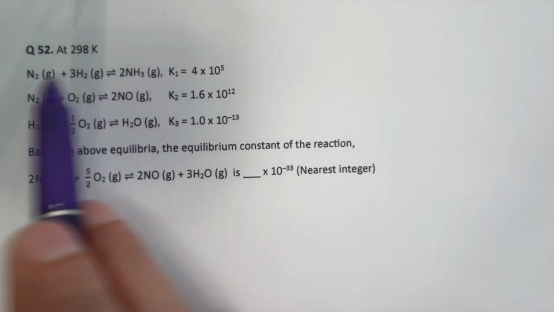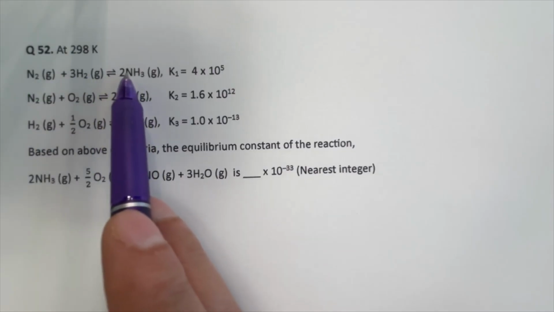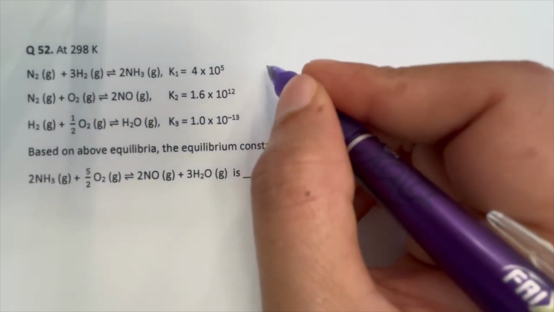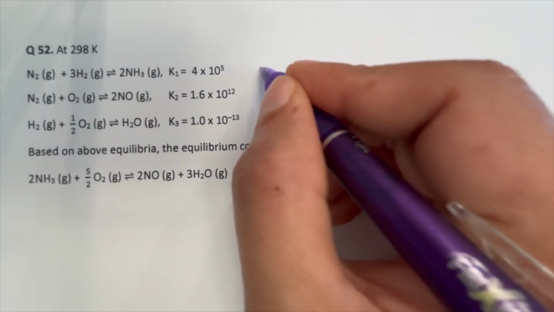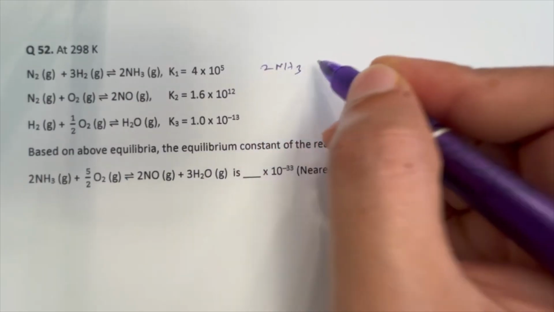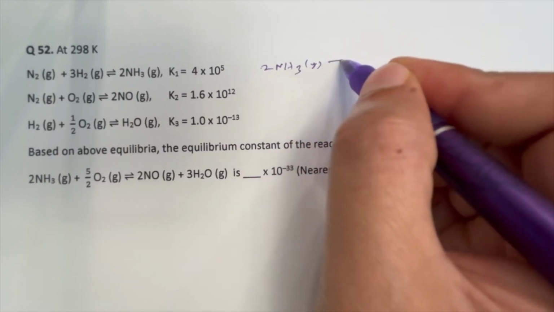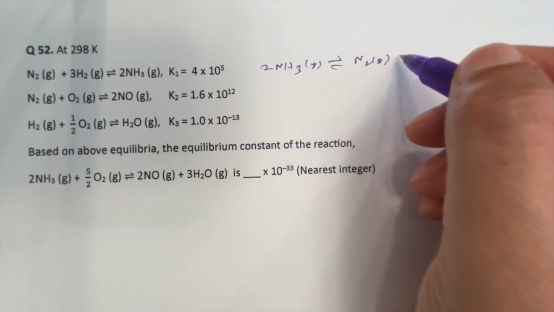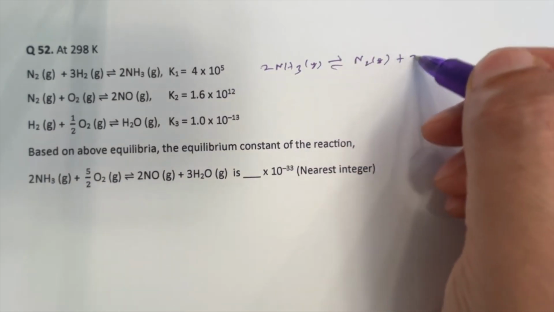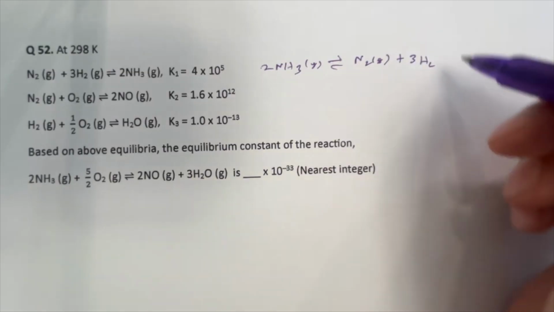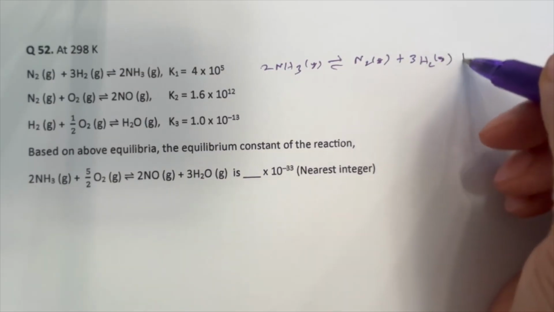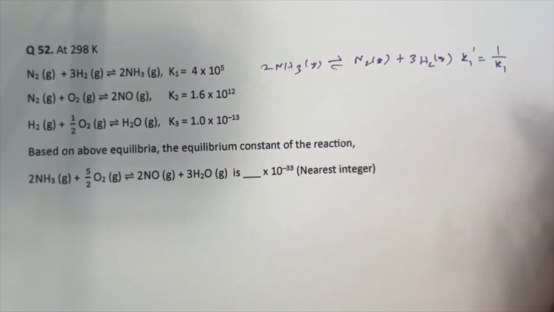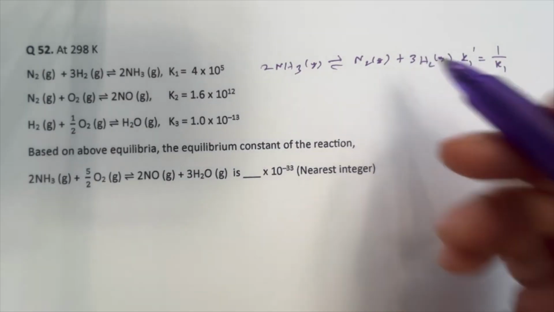Therefore, if we reverse this, then we can get ammonia on the reactant side. So, if we are reversing this equation, then we can write that 2 times ammonia giving N2 plus 3 times H2. So, this means K1 prime is equal to 1 by K1. So that is one reaction.